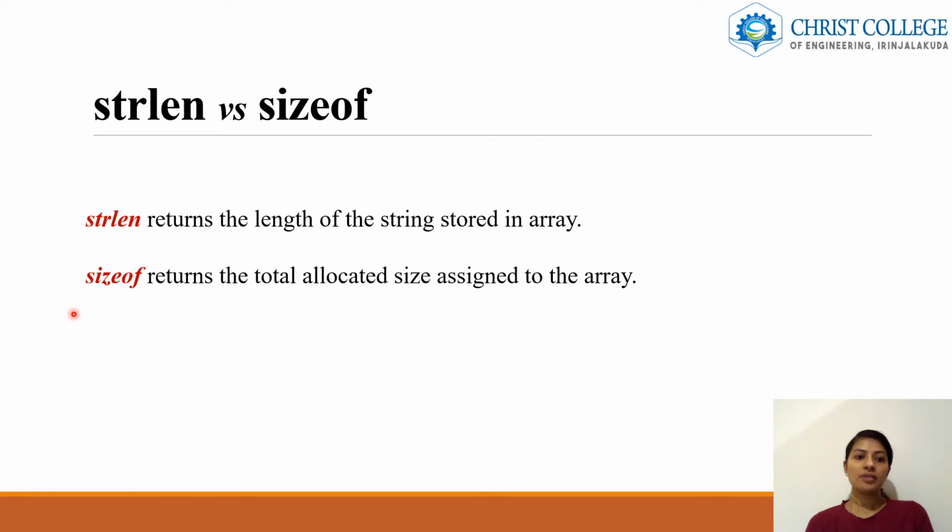When we are looking at the sizeof operator in C language, the sizeof operator returns the total allocated size assigned to the array. That is, if you're declaring an array, a character array or a string with size 20, the sizeof operator will return the total size, that is 20. So that is the difference between the strlen function and the sizeof operator. We will explain the difference with the help of an example.